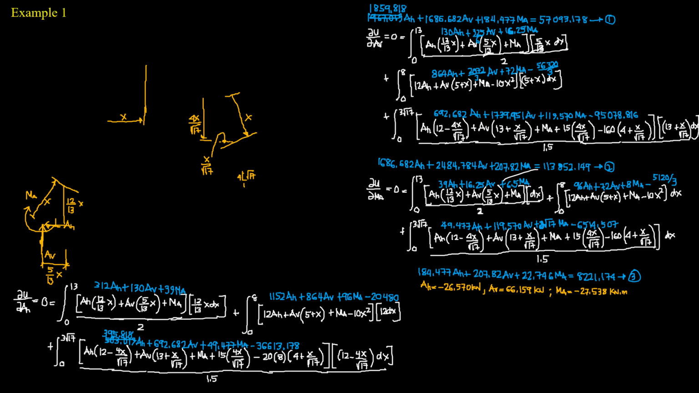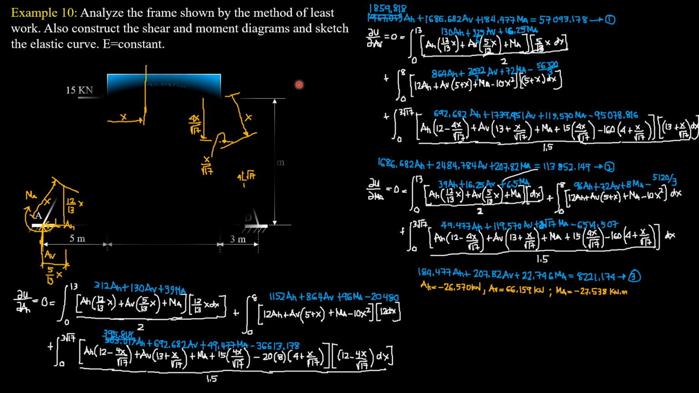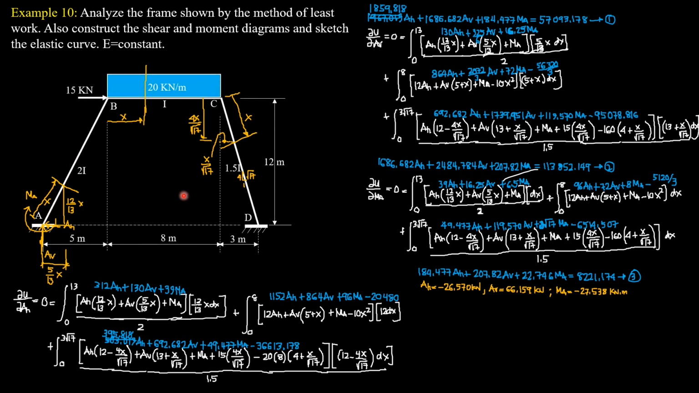Hello students, here is a problem on indeterminate frames solved and analyzed by the method of least work, and we are also required to draw shear and moment diagrams and sketch the elastic curve. By the method of least work, this frame is indeterminate to the third degree, so I choose AH, AV, and MA as the redundant forces.